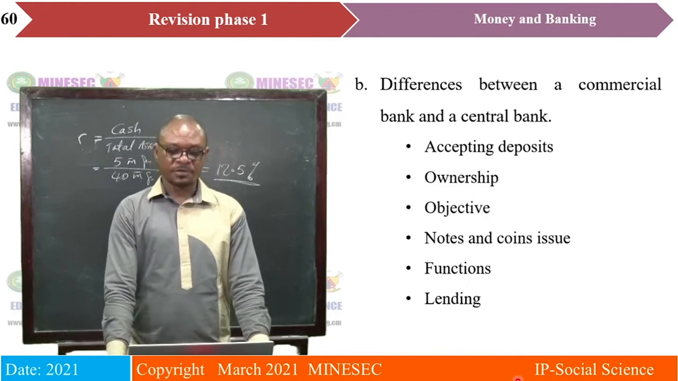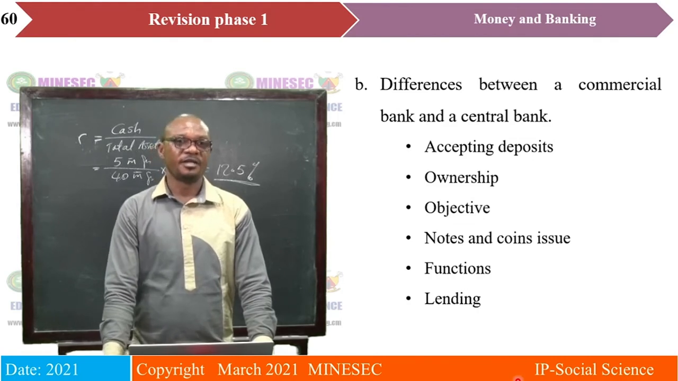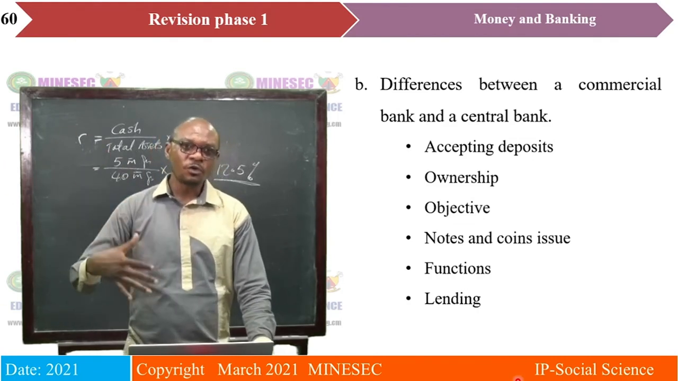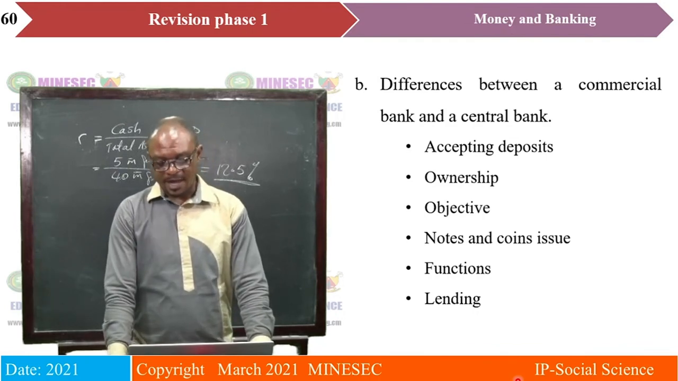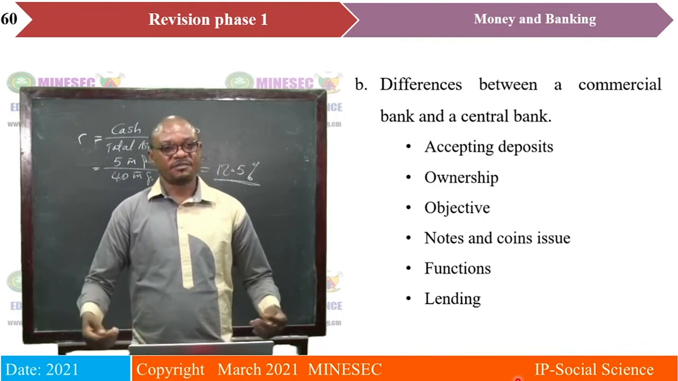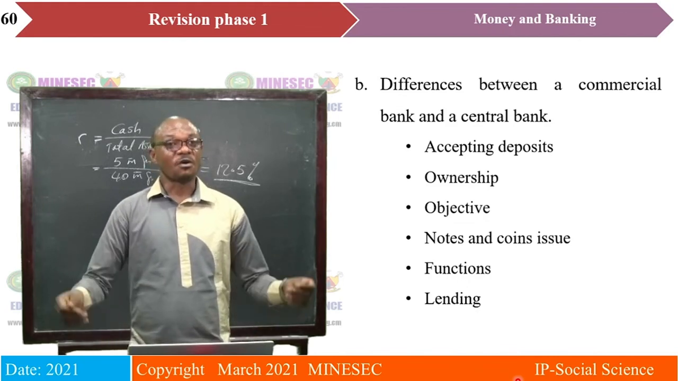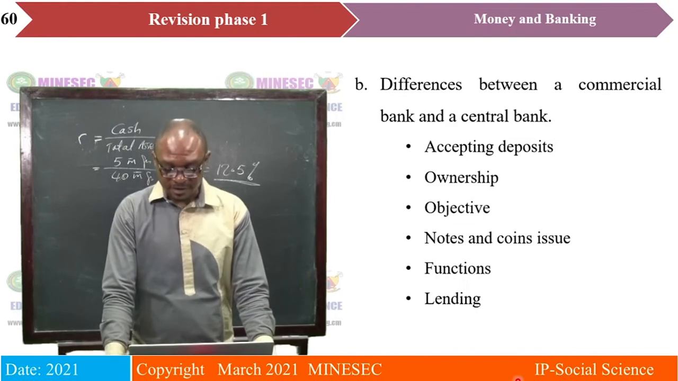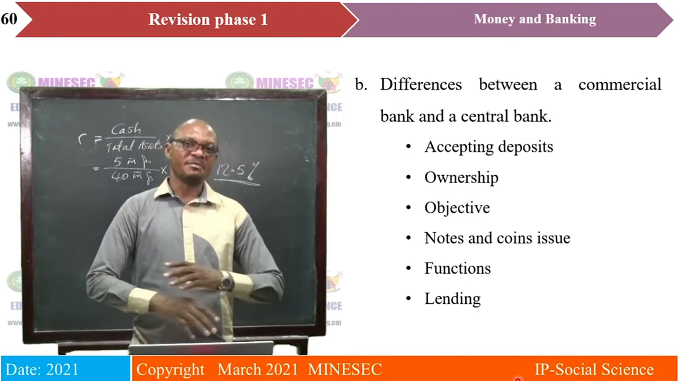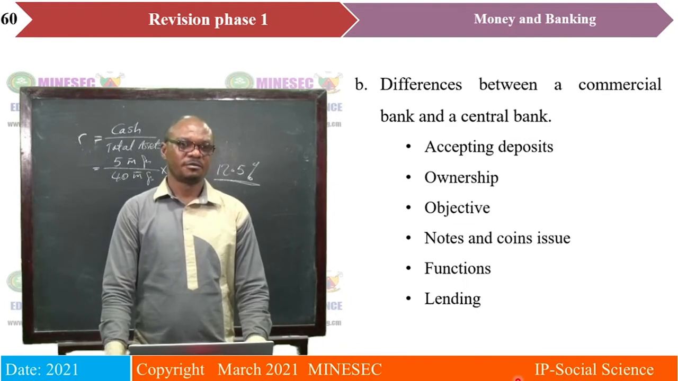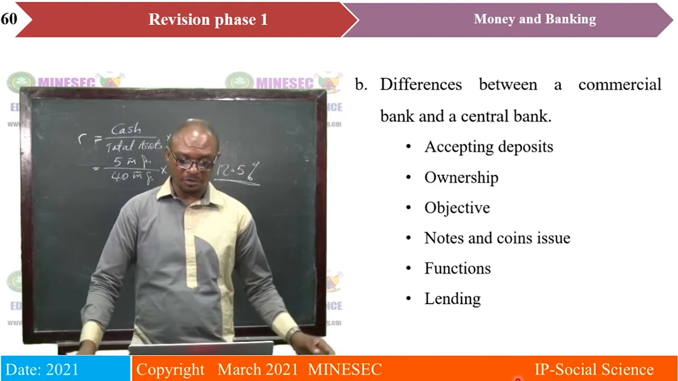And in terms of objective, the central bank's objective is to control the supply of money in the economy, thereby achieving the economic policy objectives, whose overall aim is to improve standard of living. But commercial banks are aimed at making profit. So by definition, commercial banks are profit-making institutions. So their objective is profit-making.